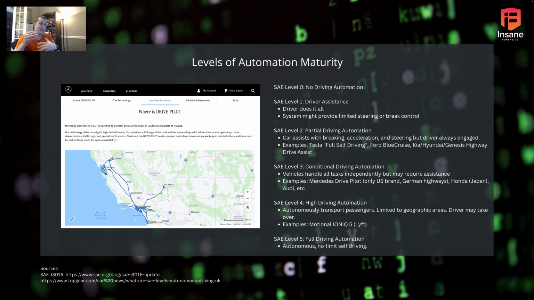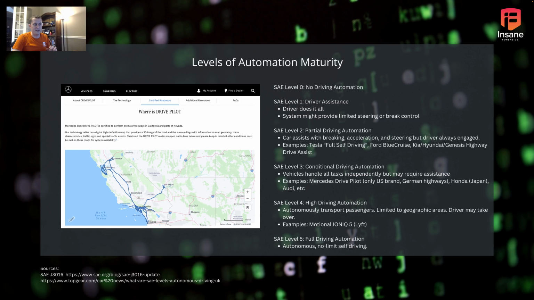When you get into SAE level 4, this is where it gets into that truly autonomous zone, where Lyft has those Ioniq 5s, and Motional, those cars actually don't have a driver there. It's autonomously transporting passengers. Note here, it's limited to geographic areas. So while it is autonomous, it's still very much in a trusted small space. When you move into SAE level 5, this is autonomous, no limit, self-driving, no user. No cars are at this level now. But it's that holy grail, that end-all be-all of automation.